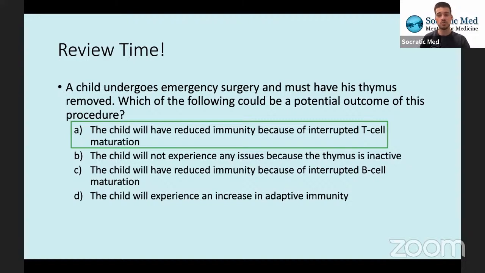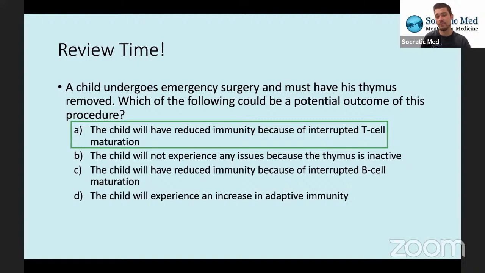The child will have reduced immunity because of interrupted B cell maturation. That's not true. B cells don't mature in the thymus. B cells mature in the bone marrow. The child will experience an increase in adaptive immunity. Probably not. Just because the child will have reduced immunity because of interrupted T cell maturation.